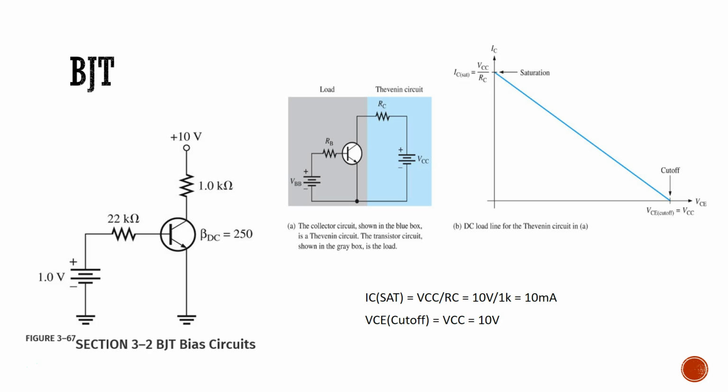So when we saturate it, or fully turn it on, we have 10 milliamps. The VCE cutoff is equal to VCC, which in this case is 10 volts.